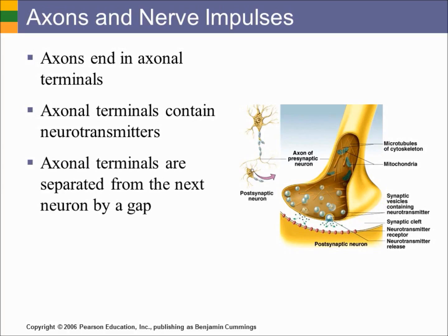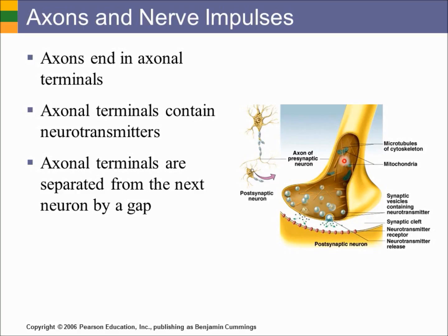Now the axonal terminals are separated from the next neuron by a little gap. So it's very important for you to remember from this diagram here that nerves do not touch. Okay, from this picture right here, you see the nerve coming down, the axon coming down, and branching off, and it looks like it's touching the actual dendrite for the next one, but it really doesn't. There's actually a little gap in there between the two.